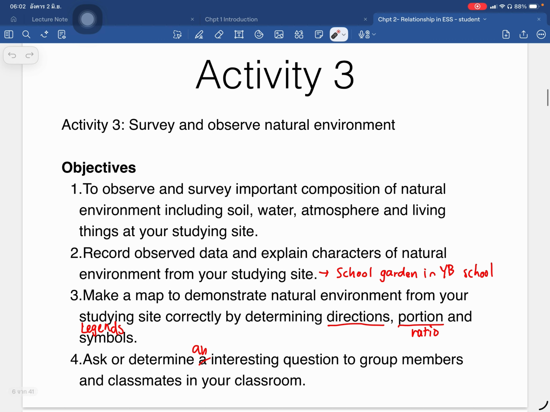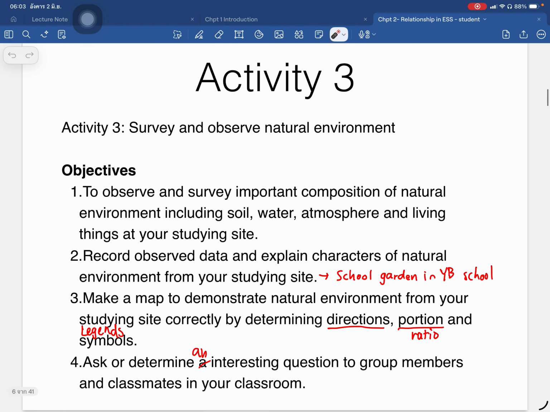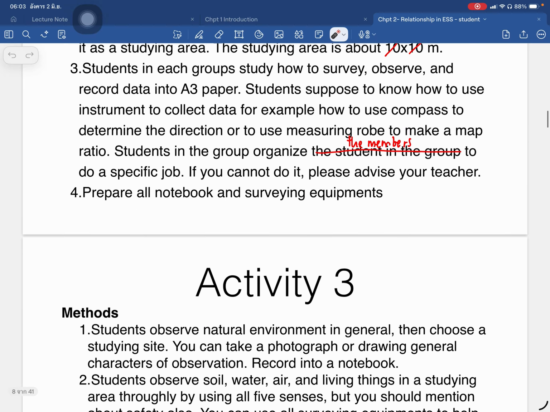Activity 3 talks about the survey and observing the natural habitat. So this one we need to work on together at school. So now we can skip it.